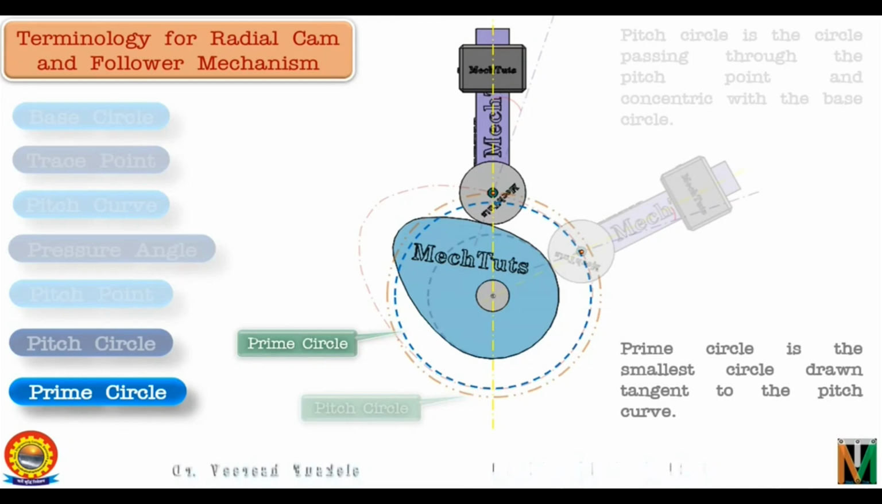One thing to note in the case of the prime circle: it actually describes the lowest position of the follower. Below this, the roller follower cannot move. So this defines the lowest position of the follower.